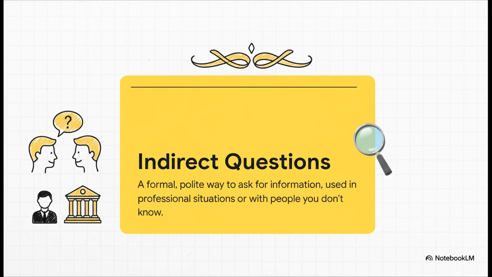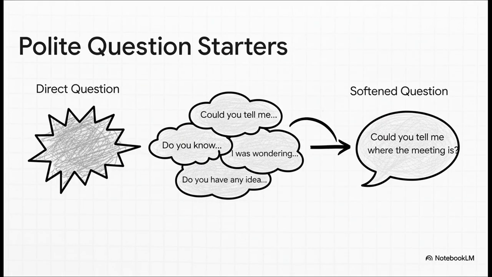Think of indirect questions as a social tool. You use them to soften your request, to sound a little more formal, a little more polite. They are perfect for when you're talking to a stranger or your boss or anyone in a more professional situation. It's not just about what you say. It's about how you say it. It's about showing respect. And the absolute easiest way to signal that you're being polite is to start your question with one of these phrases.